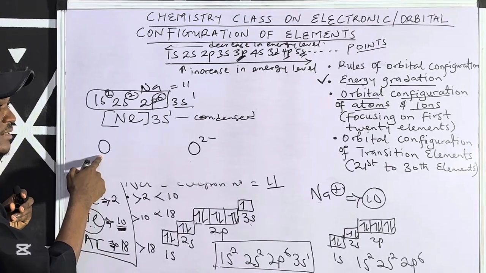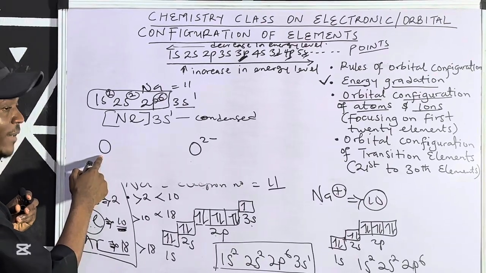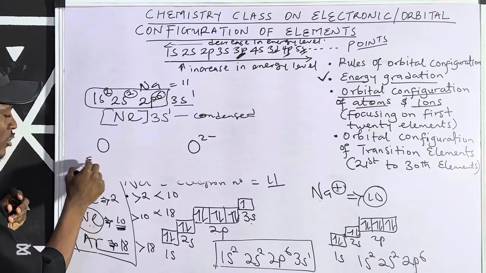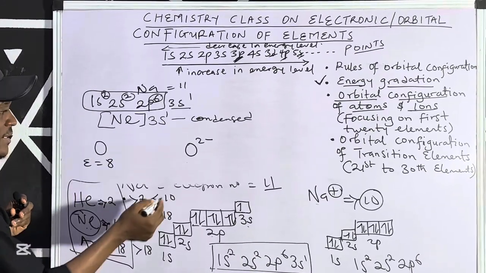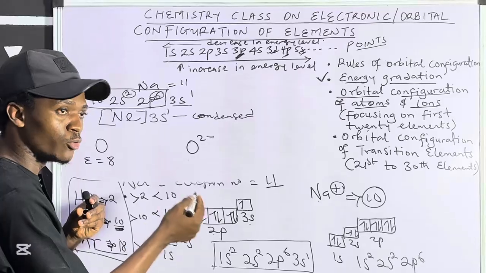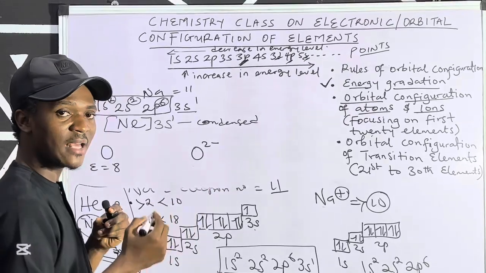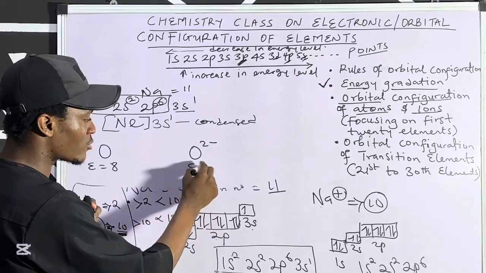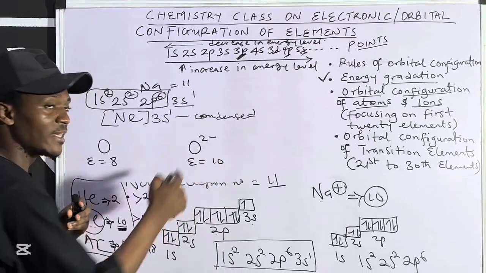Can I call it the same as its electron number? Yes. Why? Because this is neutral, no charge. So the electron number of oxygen here is what? 8. Over here, would it be 8? No. 2 minus means it has gained how many? 2. So instead of having 8, it will now be what? 10, being that it has gained 2.